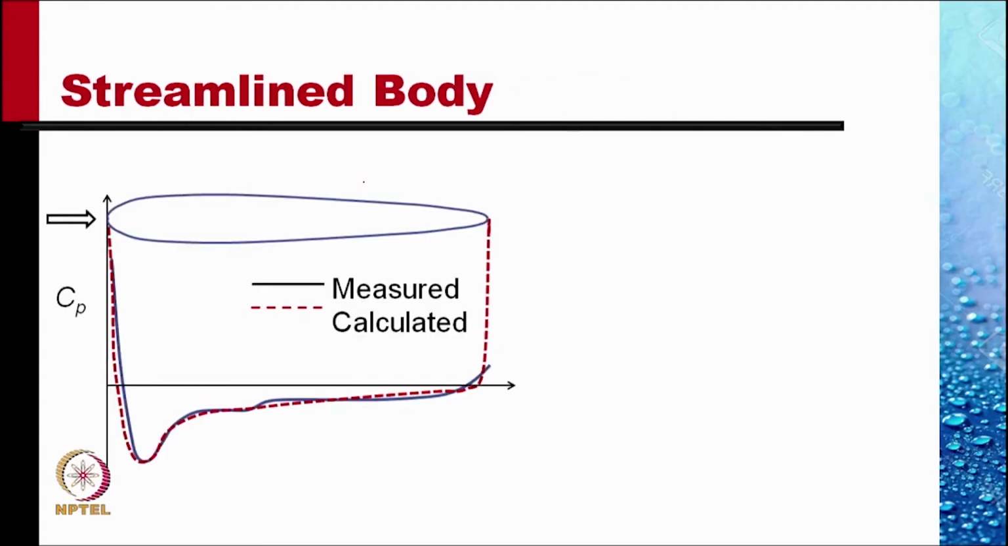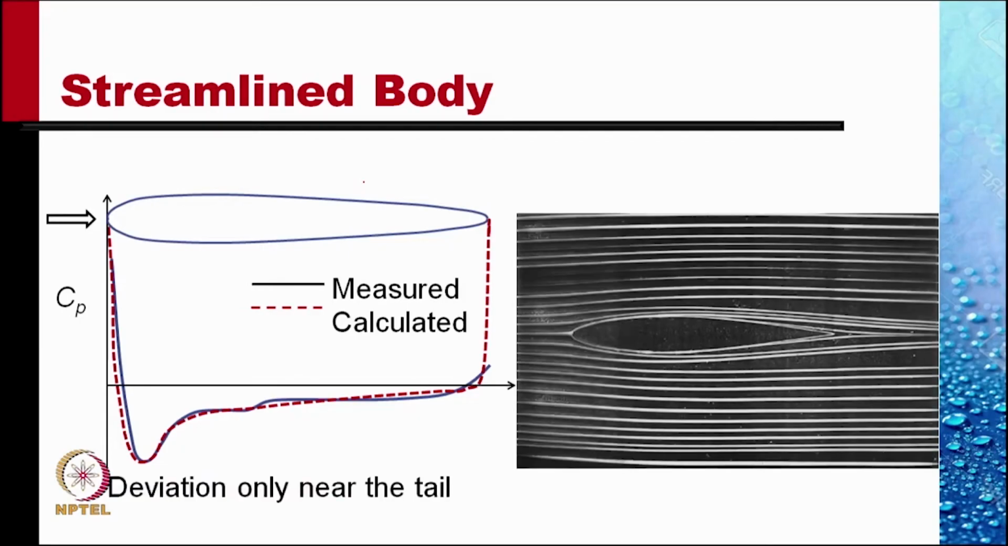But the picture is quite different on a streamlined body. If we take an aerofoil, a two-dimensional wing, then the measured pressure coefficient and the calculated pressure coefficient under the assumption that the flow is irrotational are almost the same, except at the very tail of the aerofoil. This is largely because an aerofoil is a streamlined body, rounded nose and long tapering tail, such that the boundary layer separation on this is minimal, only very near the tail.